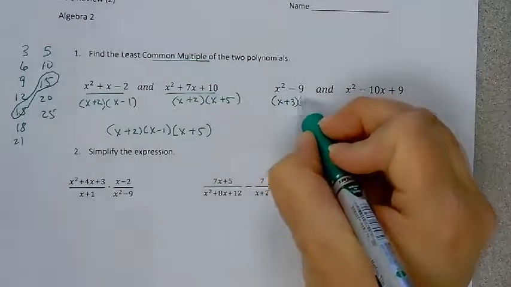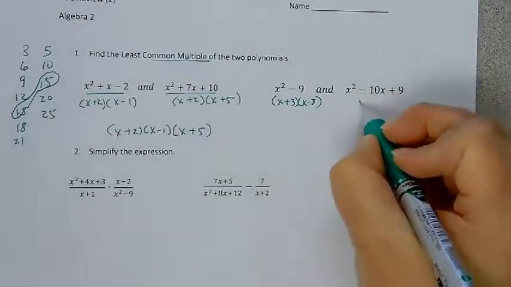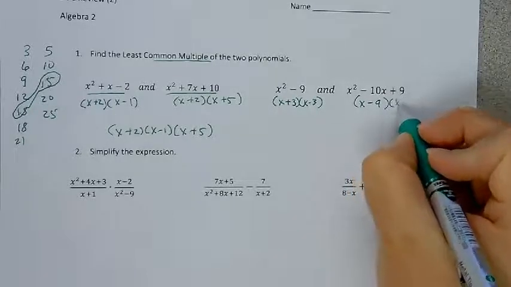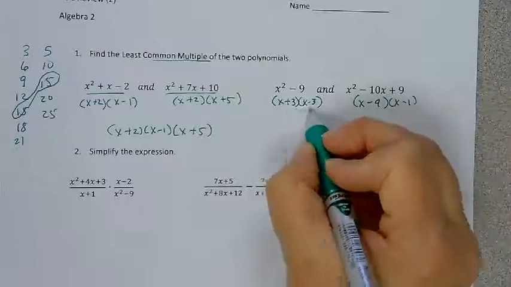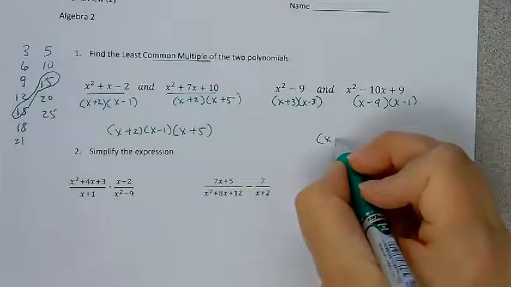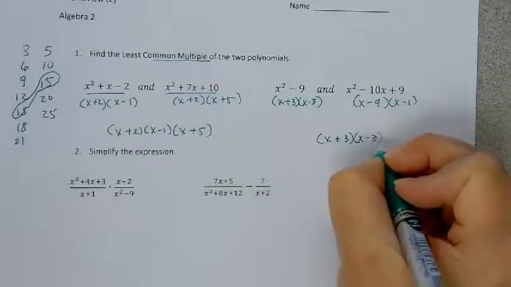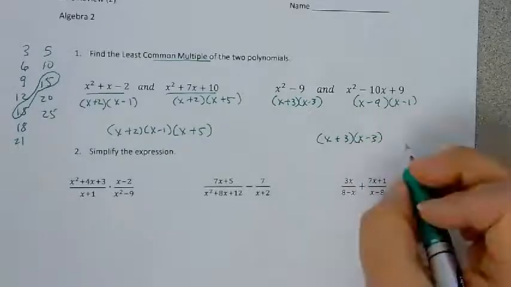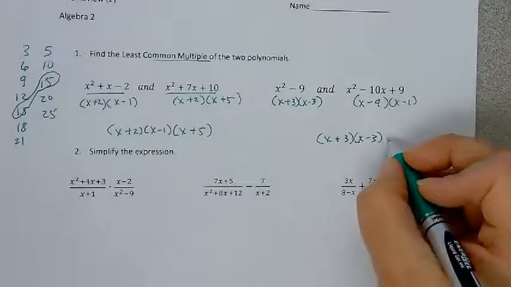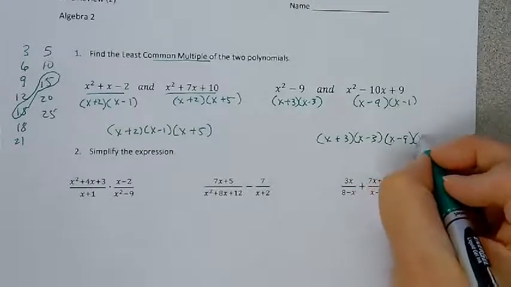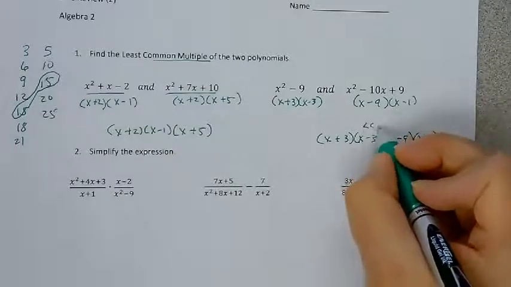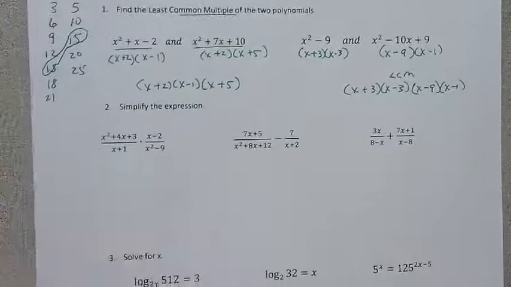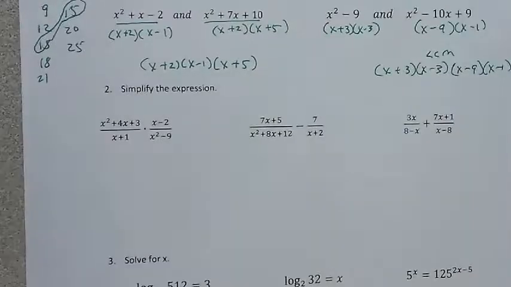I need to know the factors first. So then the factor that this would go into is x plus 3, x minus 3. And the factor that this one would work with would be x minus 9 and x minus 1. So the least common multiple in this case was just everything represented. All right, let's look at the next question here.